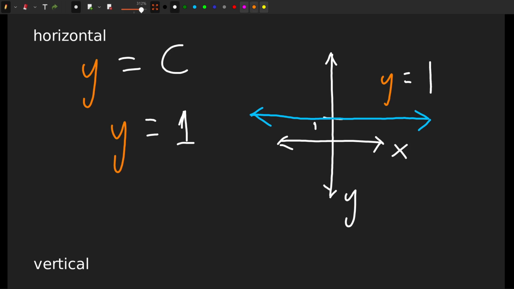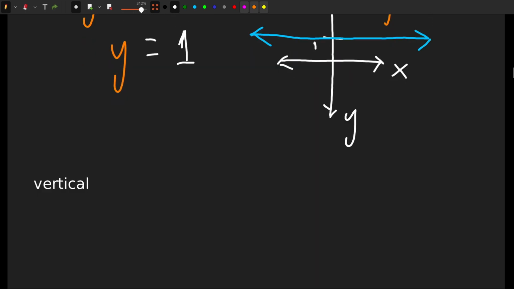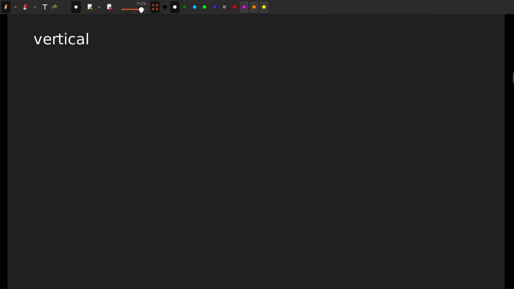Now, a vertical line will be something very similar, except it's going to look really odd from what we're used to seeing. And the reason why it looks odd is because it starts with x. So it'll be x is equal to some constant c. What that constant is, we don't know. But a great example would be x being equal to 2. That's a good example. Let me draw a little bit of a better 2 there. There we go.